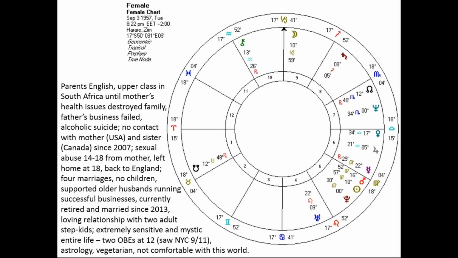So this person was born in South Africa to parents who were English. She was raised upper class until her mother experienced some health issues, and it had an effect of just ending up changing mother's personality, kind of destroying the family. Father went through a business failure and he ended up committing suicide, and was alcoholic when he did.